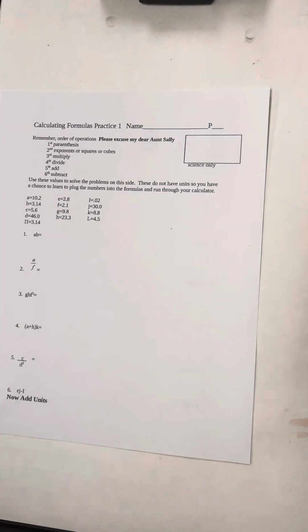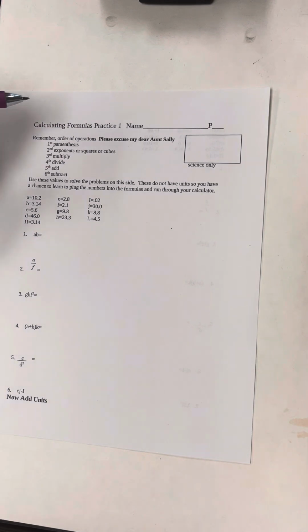Okay, we are going to start today learning how to rewrite the formulas with the numbers and units in it, and know how to read the formula, use a calculator, get the right answer. Today we are not going to be using units. Tomorrow we will start units. First of all, I want to point out that the order of operations that you learned in math class is up here, and it counts on this. You've got to use your order of operations.